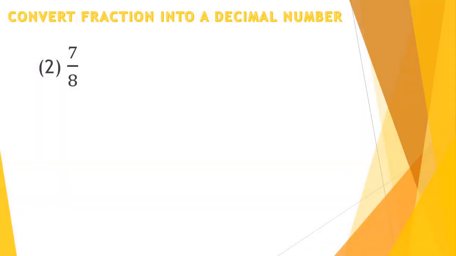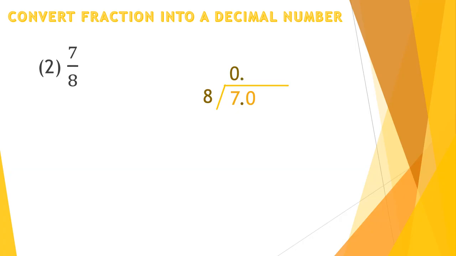Let us solve one more question. Question number 2. Convert 7 upon 8 into a decimal number. To find the decimal value of 7 upon 8, first we divide 7 by 8. Again, 8 is bigger than 7. That means 7 is not divisible by 8. So write 0 in quotient above the line. Now we will put a decimal point after 7 and a 0 in the tenths place. That means we can write 7 as 7.0, and the value of 7 does not change. So after 7 we have a decimal point.